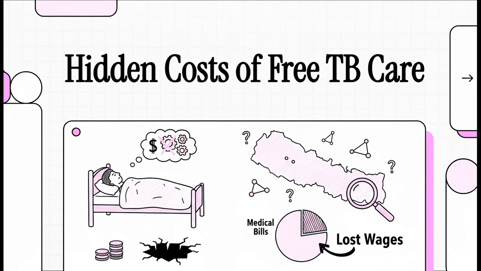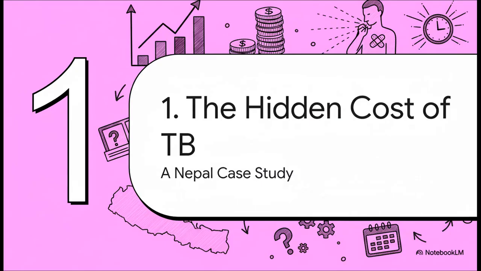Today, we're going to dig into a really fascinating paradox in global health. It's a story about tuberculosis in Nepal, and it's all about how free healthcare can sometimes come with an absolutely devastating hidden cost. So let's get right into it. We're on the hunt for the hidden cost of TB, and it all kicks off with one simple but really important question.